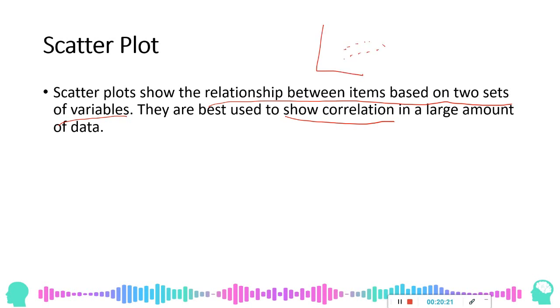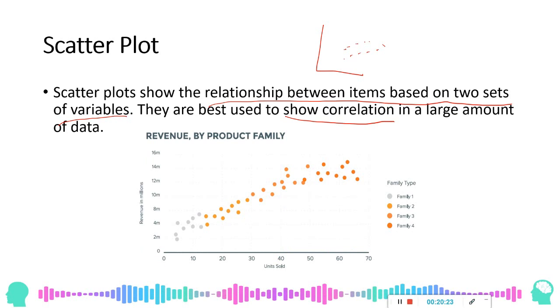Okay, for example, this one. The relationship is, one, it has revenue, and another one is the product, the product family. So here there is family 1, family 2, family 3, family 4. When you plot it, you will see that this is a positive relationship.